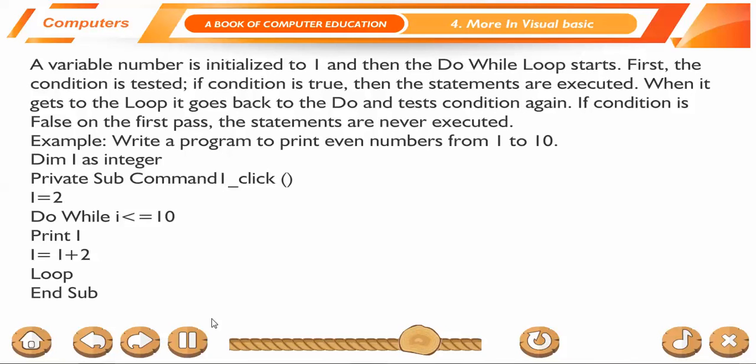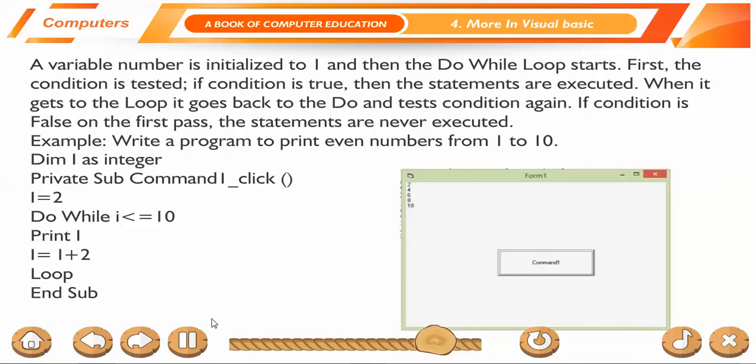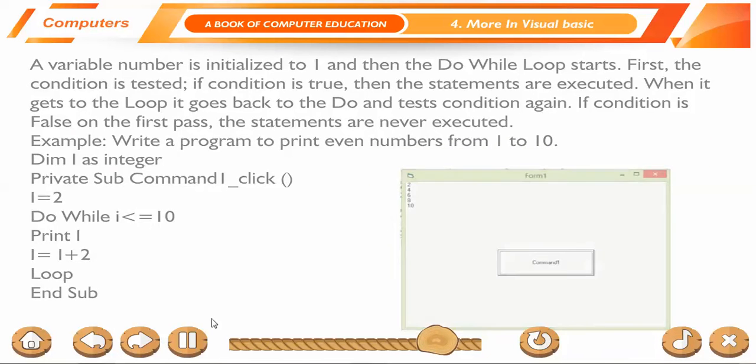First, the condition is tested. If the condition is true, then the statements are executed. When it gets to the Loop, it goes back to the Do and tests the condition again. If the condition is false on the first pass, the statements are never executed. Example: write a program to print even numbers from 1 to 10.